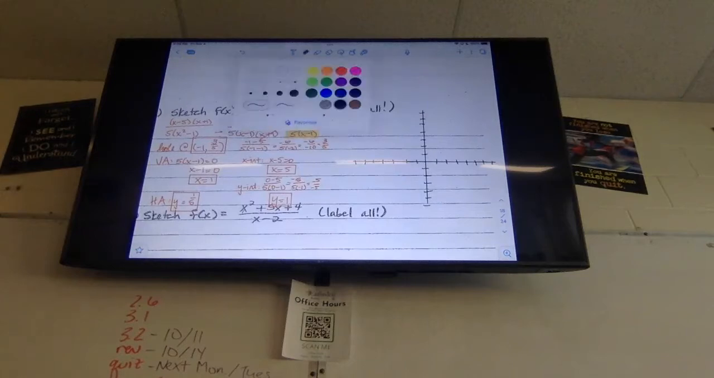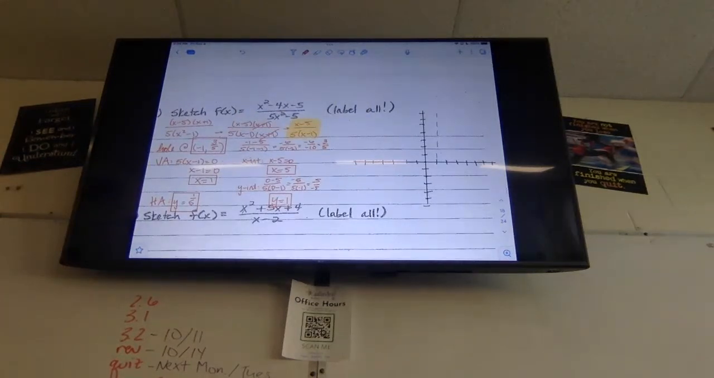Once I've done that, I like to graph my asymptotes next. So I'm gonna graph my vertical asymptote at 1, my horizontal asymptote at 1/5. Go somewhere between 0 and 1, but closer to 0 if you can. Then we graph our intercepts. I'm gonna graph my x-intercept at 5, 1, 2, 3, 4, 5. My y-intercept is at +1. And then my hole is at -1/3.